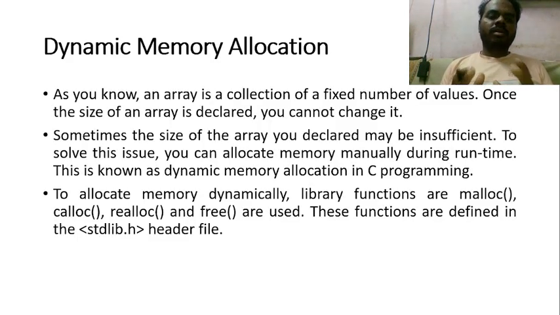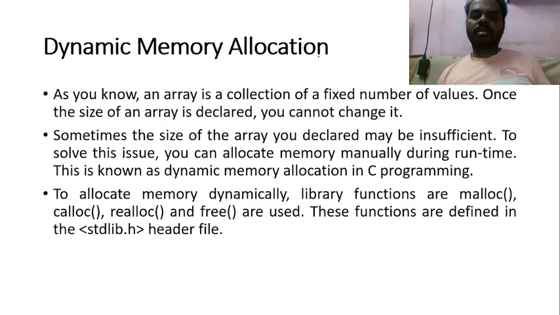First, we can see what dynamic memory allocation is. Before we jump onto the topic, we should know what an array is. An array is a collection of elements that have the same type. Let's take an example: integer a of 5. Here a is the array name and 5 is the size of the array.